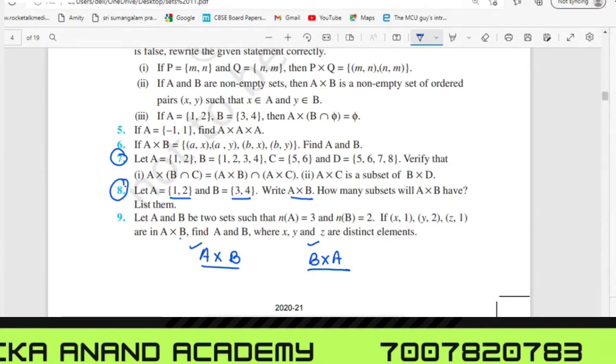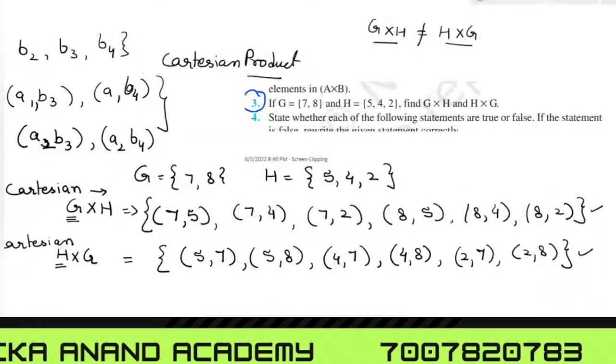A cross B, 1 cross 3, 1 cross 4, 2 cross 3, 2 cross 4. Okay. 3 cross 1, 3 cross 2. Done, Ritika. You understand now. Now, question number 7, the same pattern.